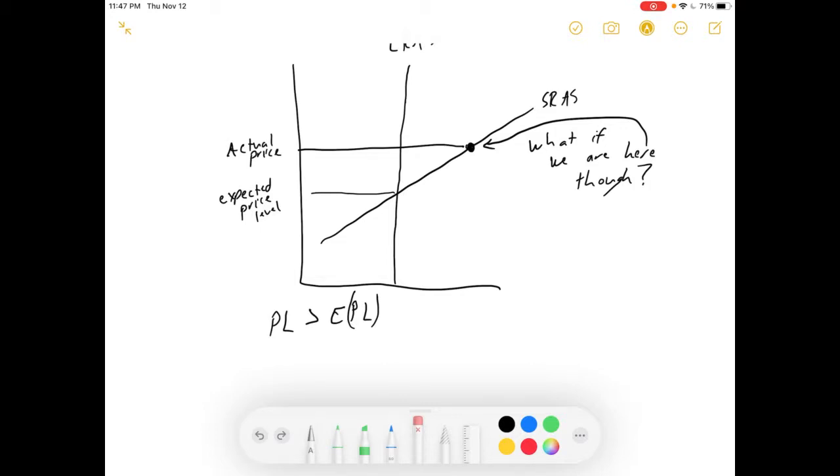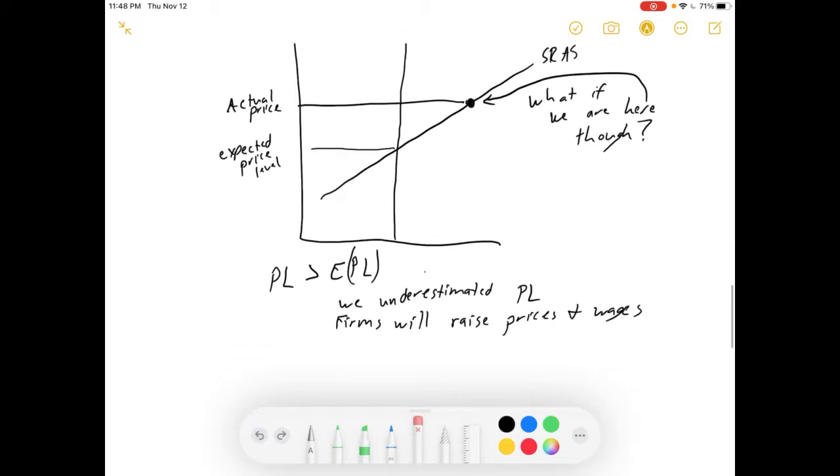And that'll be my notation for expected price level when I'm too lazy to write all three words: E of PL, the expected price level. There you go. So in this situation, we underestimated the price level. Our expectations were less than actual. And so, what does that mean for our supply curve?